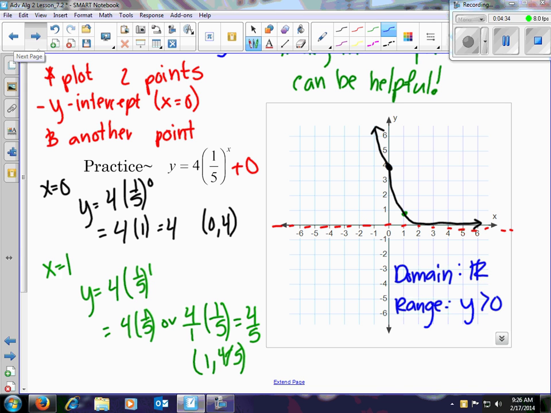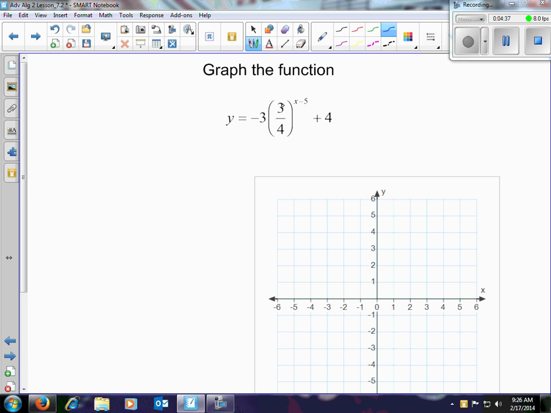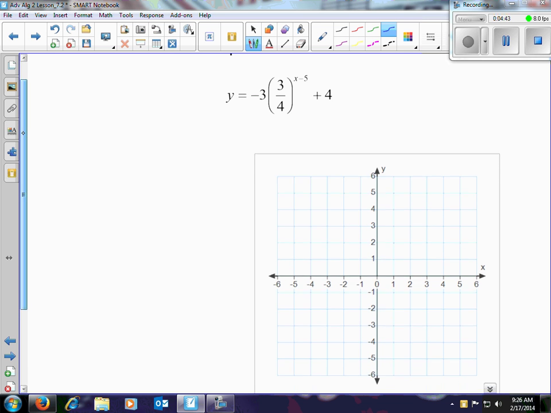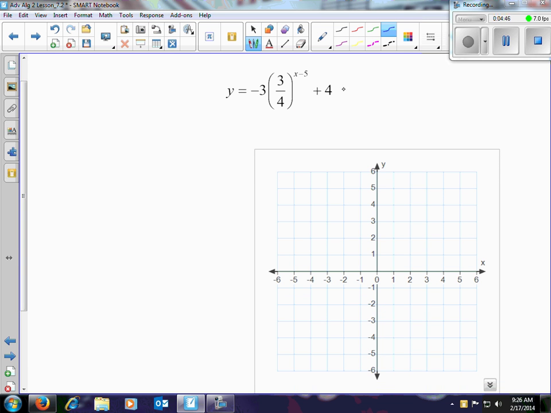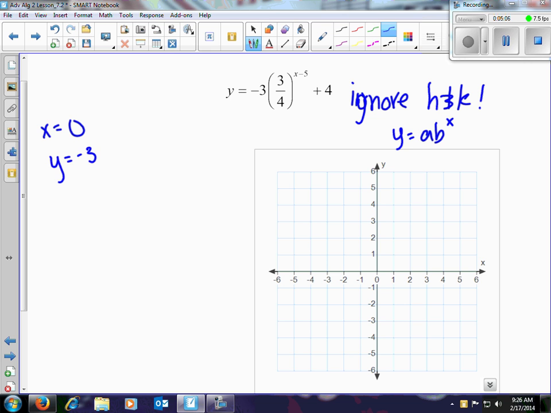Okay. Next example, we have y equals negative 3 times 3/4 to the x minus 5, plus 4. So I'm going to do the same thing as I did before. I'm going to ignore h and k to start with. Remember, I'm only going to graph y equals a times b to the x power. So I'm going to set x equal to 0 so I can find my y-intercept. So I have y equals negative 3 times 3 over 4 to the 0 power.